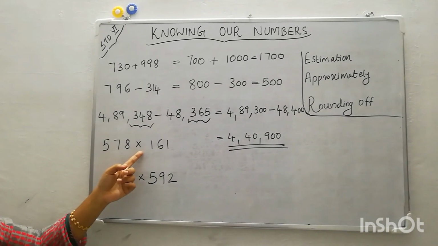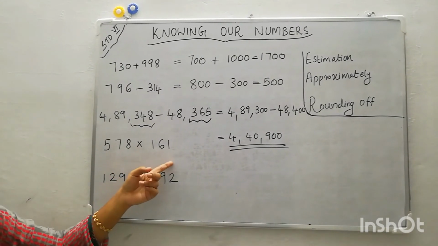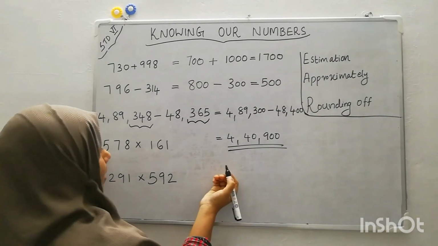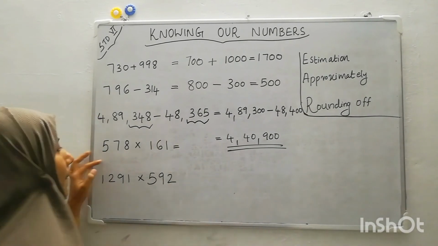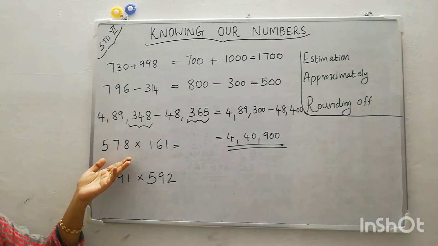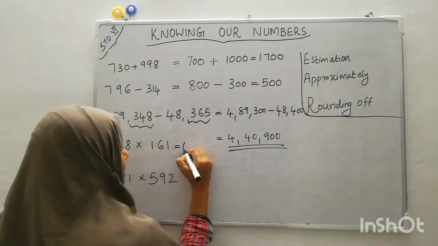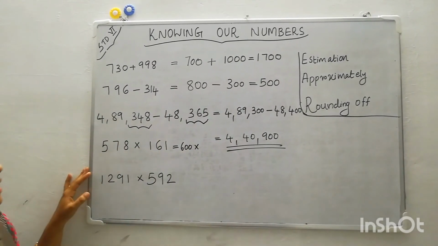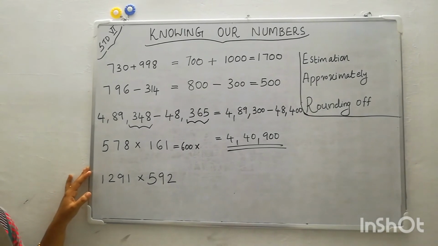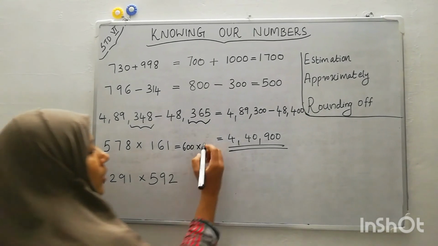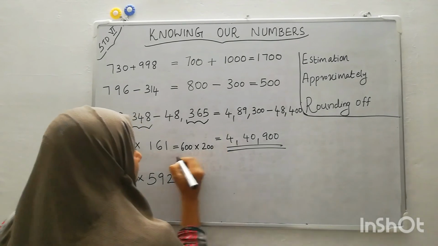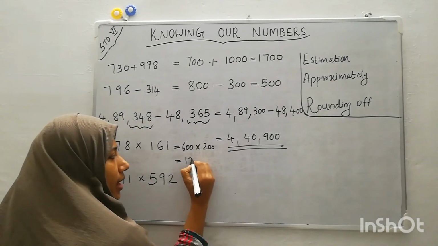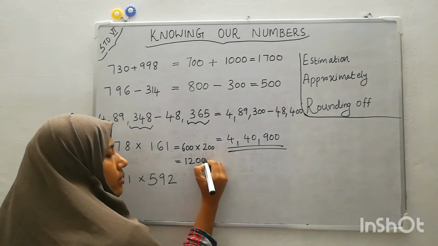See, we know 578 into 161. Simple. 578 can be approximated to 600, into 161 can be 200. And the answer is 6 into 2, 12, and 4 zeros.